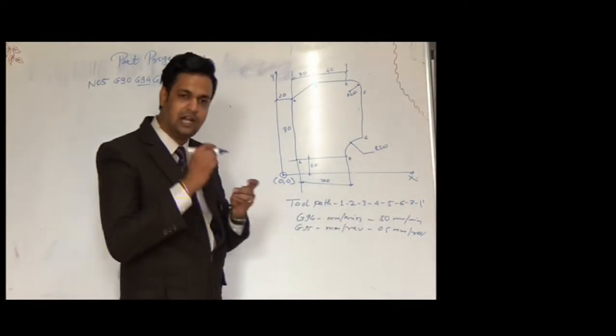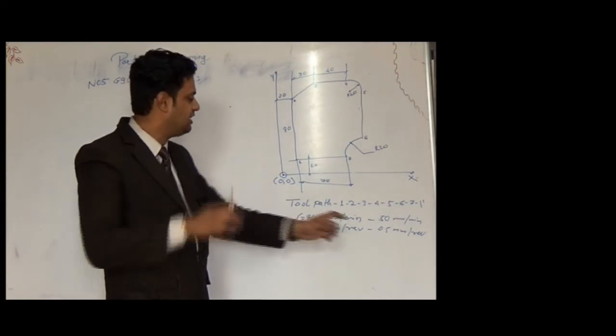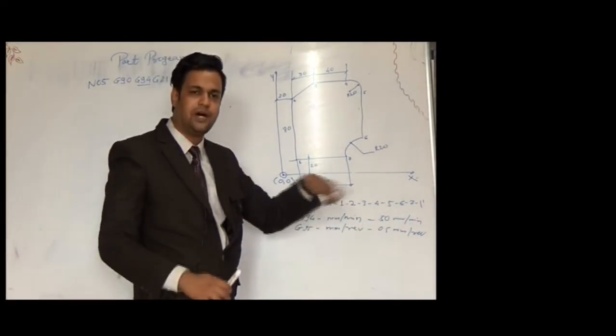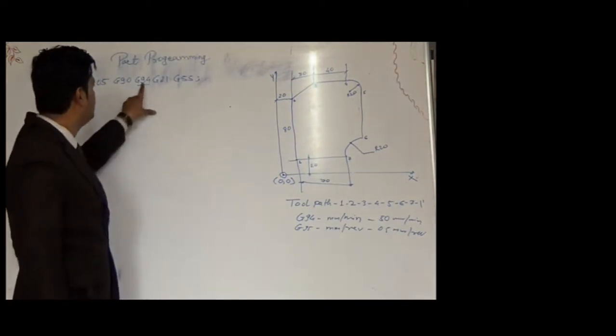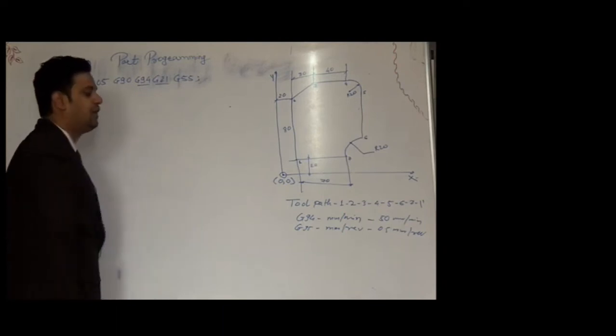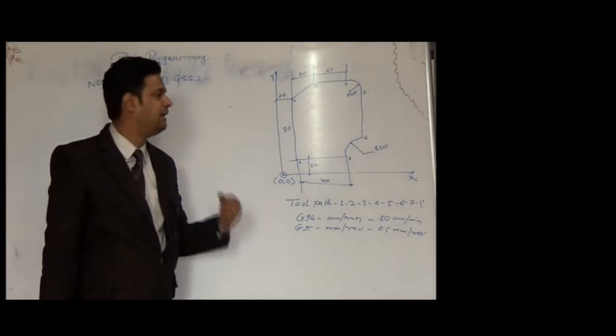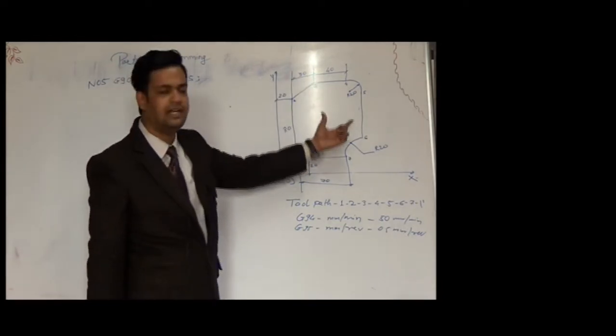Then it will cut the depth in the x, y or z direction, that is 0.5 mm per revolution of the spindle. Okay, this is the G94. Then what is G21? G21 represents the metric unit. So all these dimensions are in mm.